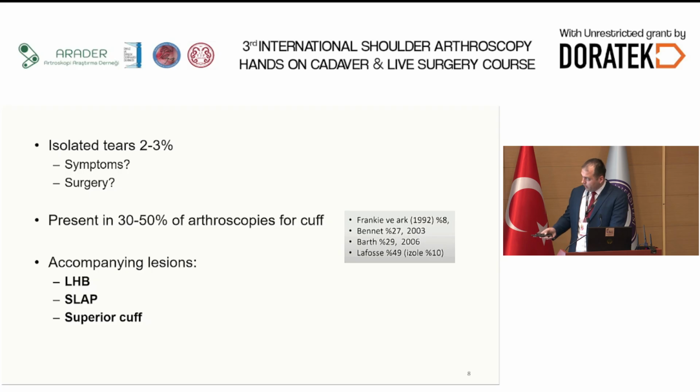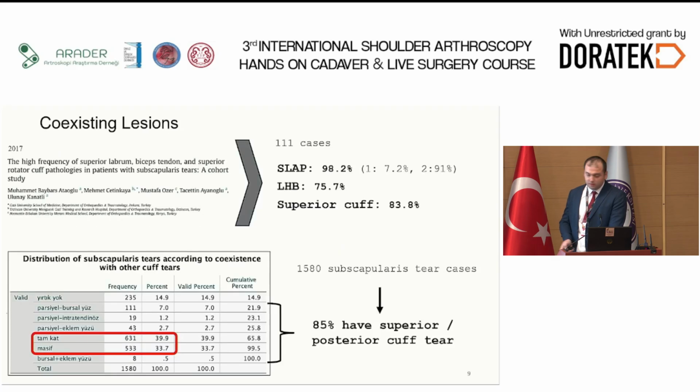Also, the accompanying lesions are frequently biceps problems, SLAP lesions and superior cuff lesions. This is an 8-year-old study from our team. It's shown that SLAP lesions, biceps tendon problems, and superior cuff tears are very common in subscapularis tears. And this is from the end of last year.